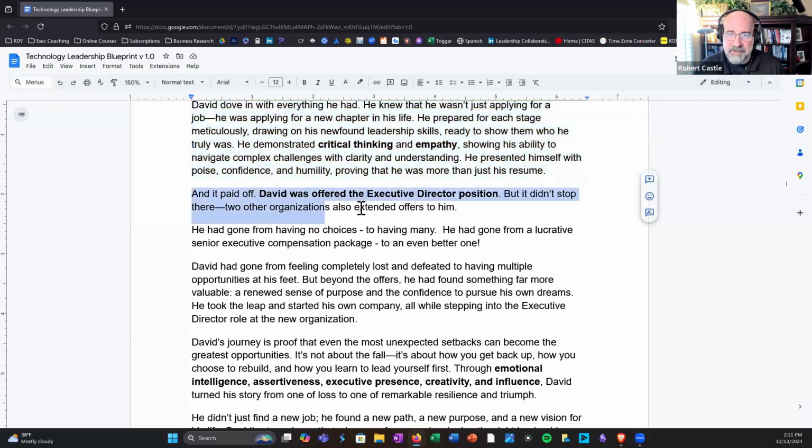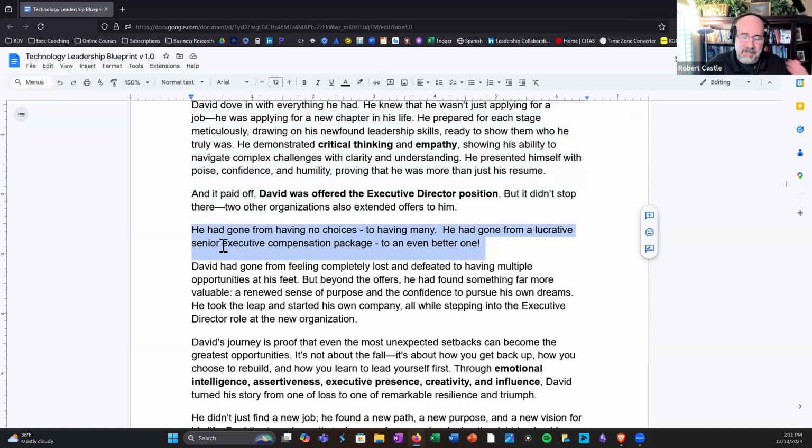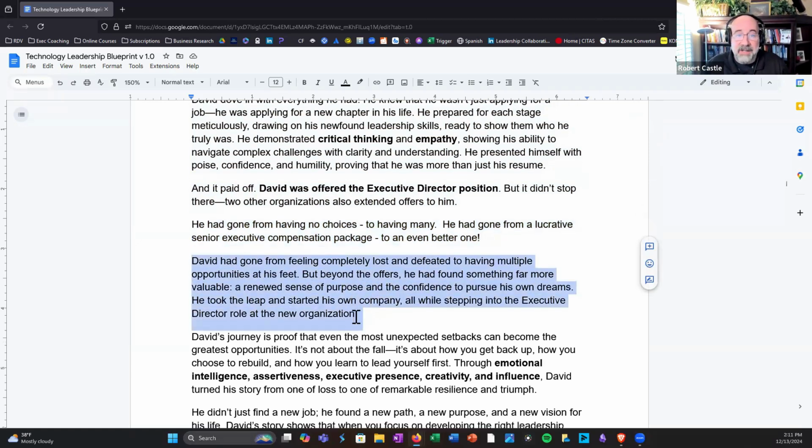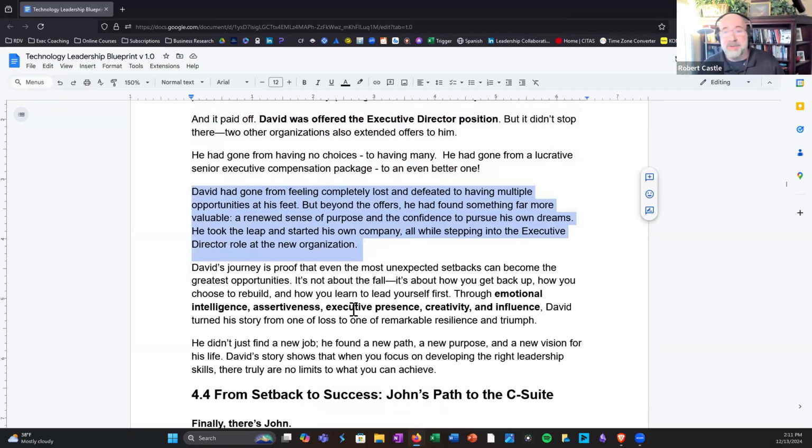And it paid off. David was offered an executive director position, but it didn't stop there. 2 other organizations also extended offers to him. He had gone from having no choices to having many. He had gone from a lucrative senior executive compensation package to an even better one. David had gone from feeling completely lost and defeated to having multiple opportunities at his feet.